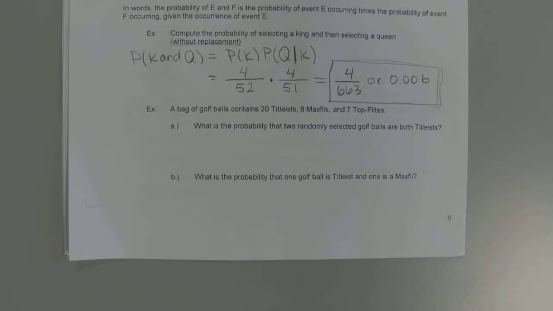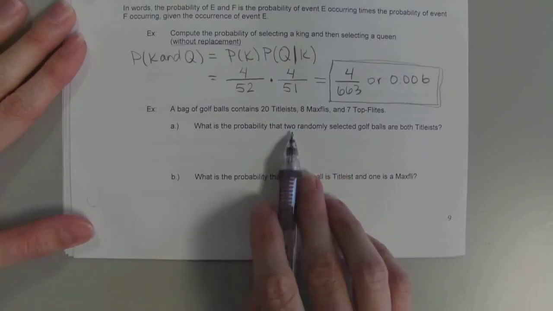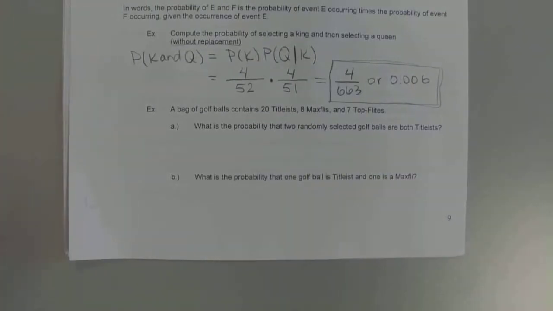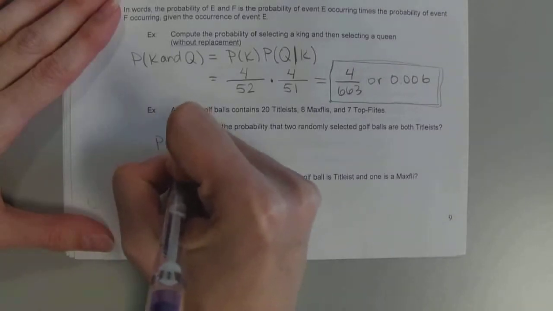So say this is my husband's golf bag. He has 20 Titleists, 8 Max Flies, and 7 Top Flights in his golf bag. I was told when you go golfing that you need to always have 2 balls when you go to drive, because if you shank one, you're right there ready to hit the second one, okay? So say we're going to get up and we're going to go drive our golf ball. What's the probability when I reach into the golf bag that when I randomly select 2 golf balls that they're both Titleists, all right? So the probability that they're both Titleists.